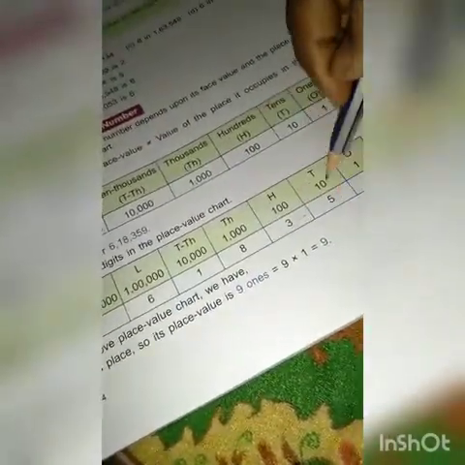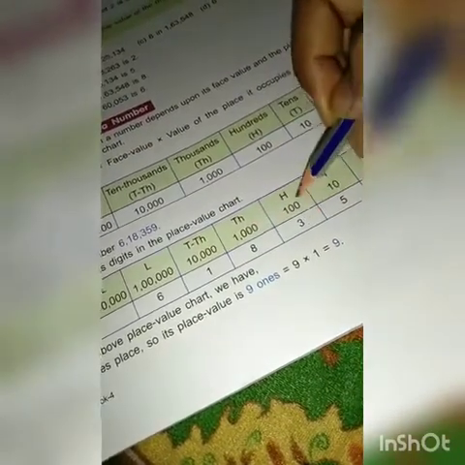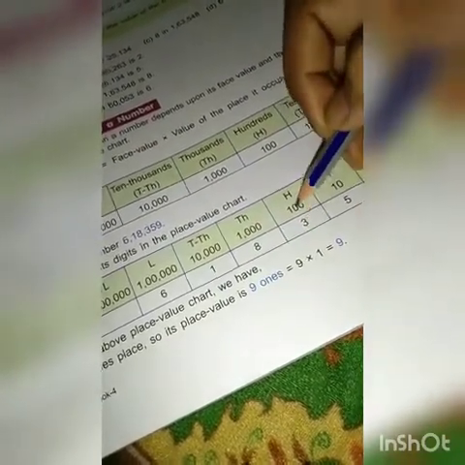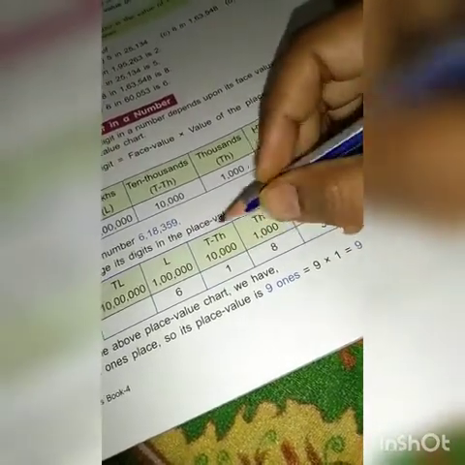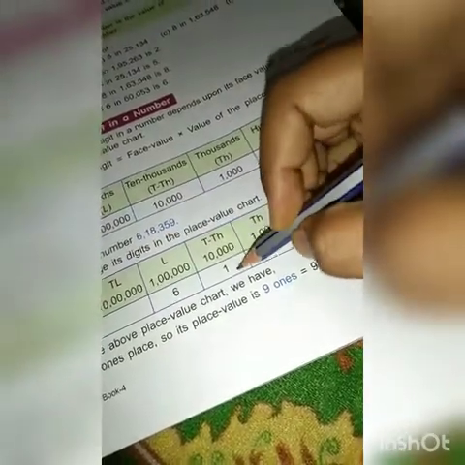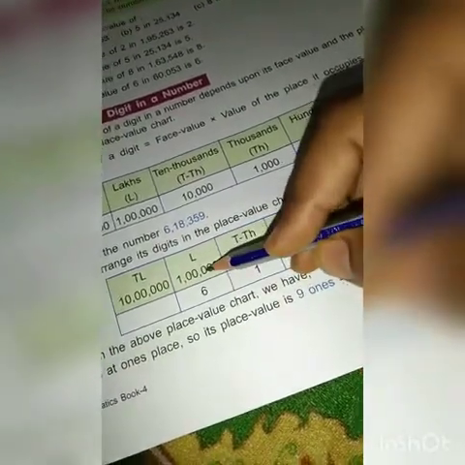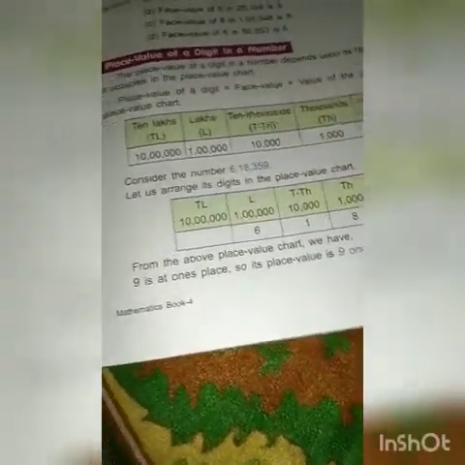Then 5 will be at tens, 5 multiplied by 10. 3 will be at hundreds, 3 multiplied by 100. 8 will be at thousands, 8 multiplied by 1000. 1 will be at 10,000, so 1 multiplied by 10,000. Again 6 will be at lakh, so 6 multiplied by 1 lakh. So this way you have arranged all the digits according to their places.